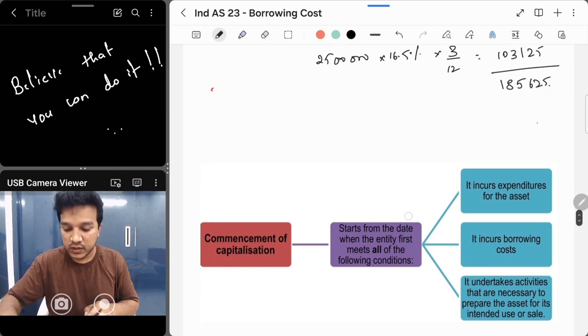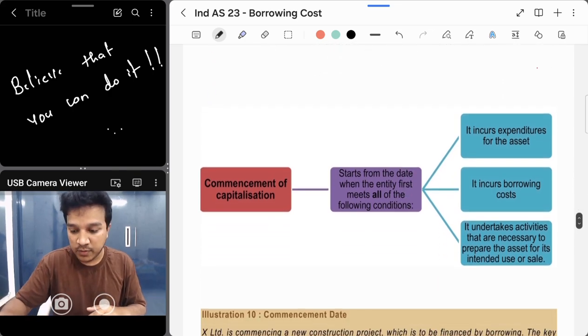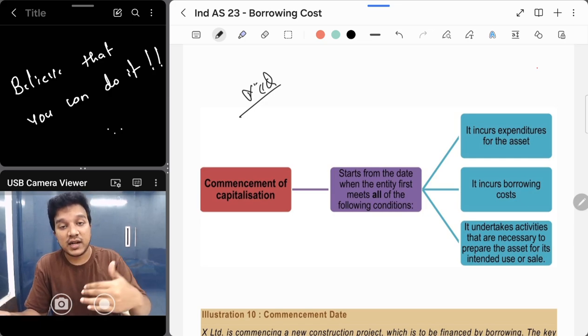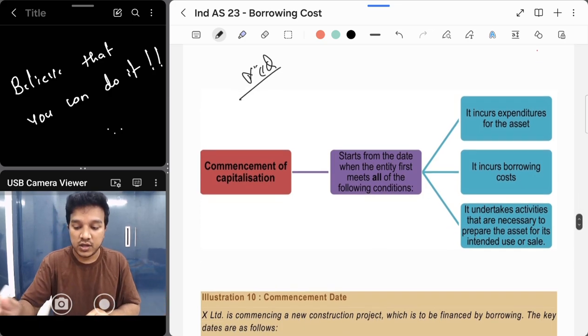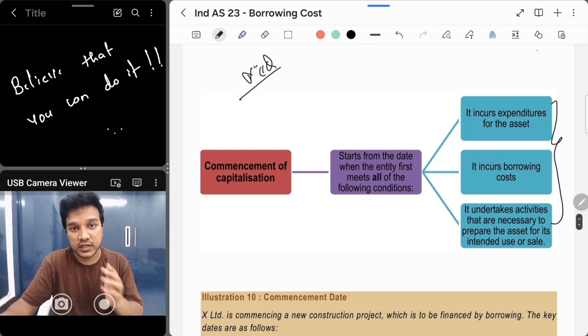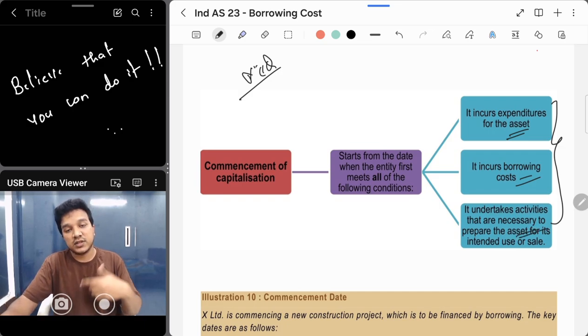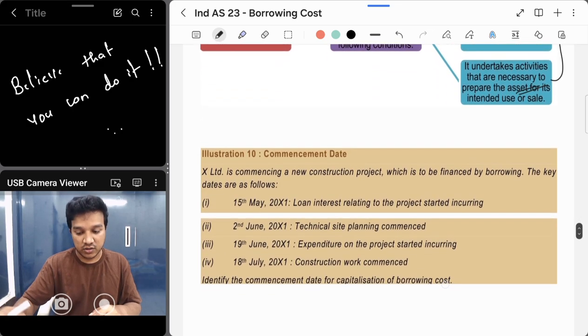Okay, now let's go. So this is very important from an MCQ point of view, definitely. Here you should determine when you can actually start capitalizing. The question is that these three conditions should be satisfied. First, expenditure on the asset should be incurred; borrowing cost should start being incurred; and then activities that are necessary to prepare the asset for its intended use must have been started. Now let us understand that also with this.